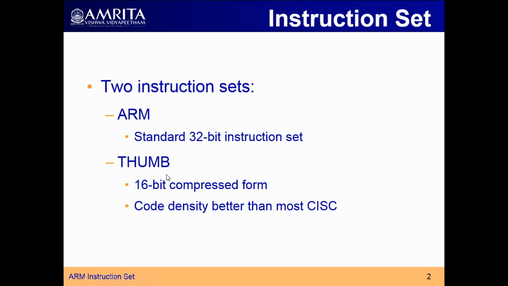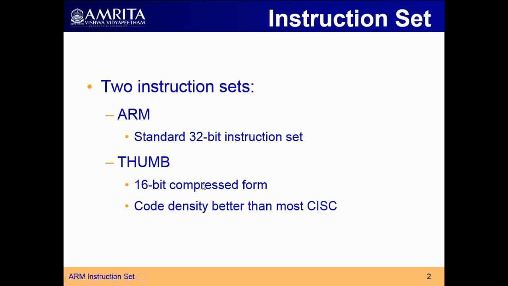In comparison with the ARM instruction set, here we will be having only 16-bit instructions. The width of each instruction will be 16-bit, right? Since it is a compressed form of ARM instruction set, the performance will be slightly degraded, but code density will be more. How is the code density more?